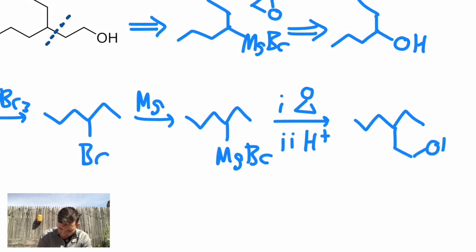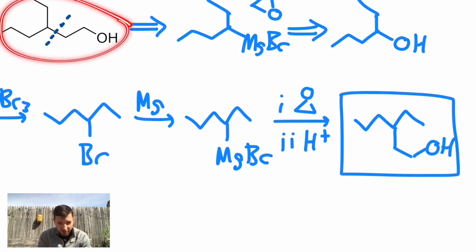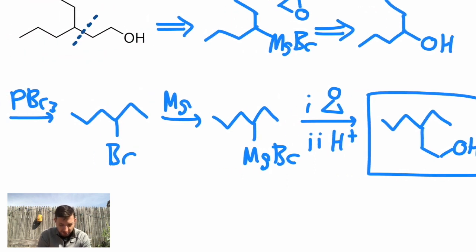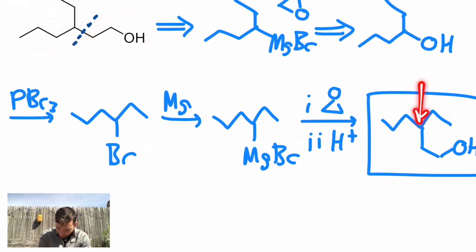carbon. Now that's drawn differently than the molecule that we have up there, but it is the same. Check your carbon count. You've got a tertiary carbon right there with a propyl, an ethyl, and a hydroxyethyl all attached to that one spot. There's that tertiary carbon with a propyl, an ethyl, and a hydroxyethyl. This is exactly what we want. So those are the first 3.